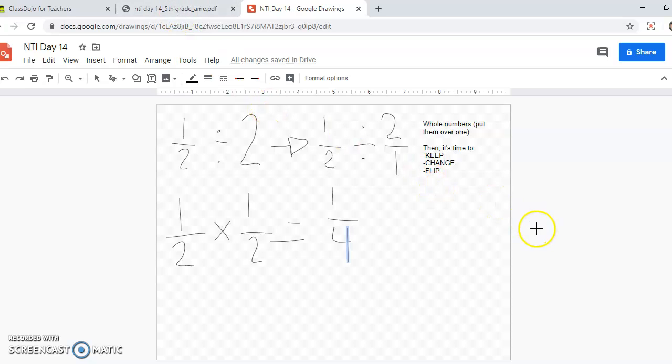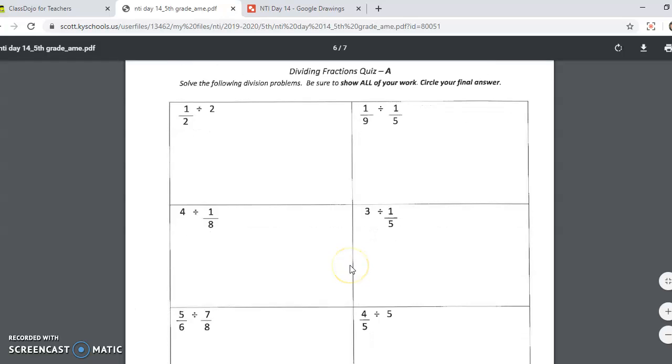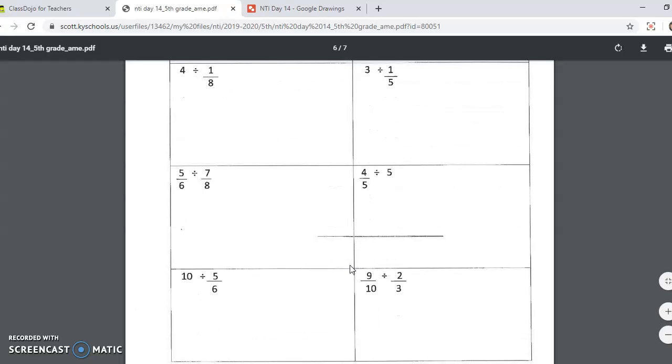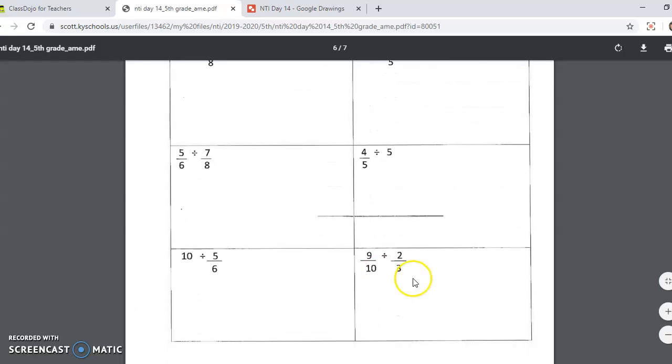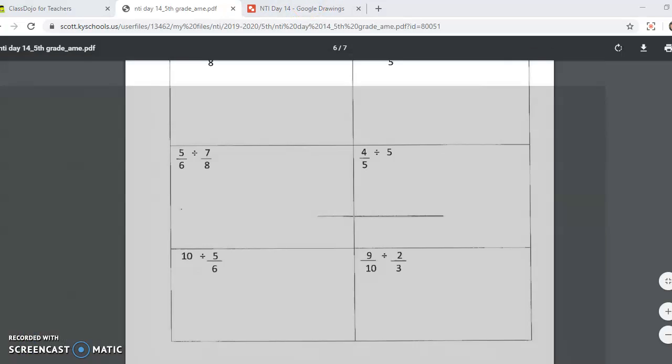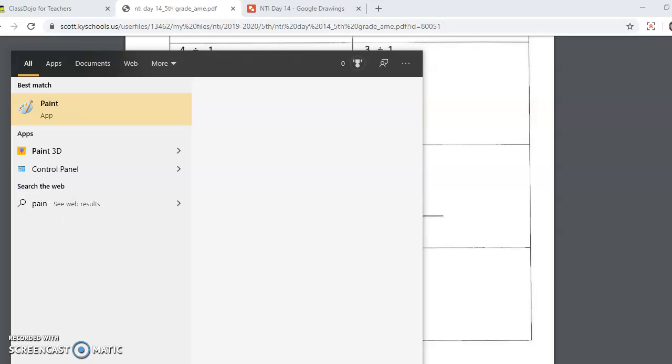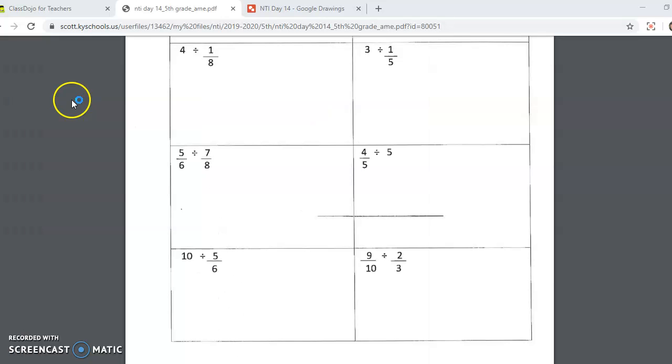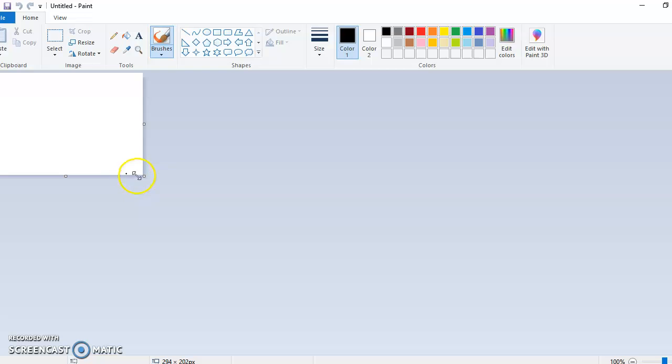Then if we need another one, I'm going to go ahead and delete this. And we have another problem here. So let's look at one that doesn't have a whole number. So maybe like this, 9/10 divided by 2/3. I'm actually going to try this in Paint rather, and see if that does a little bit better this time. Yeah, I think this will be a little easier for us.